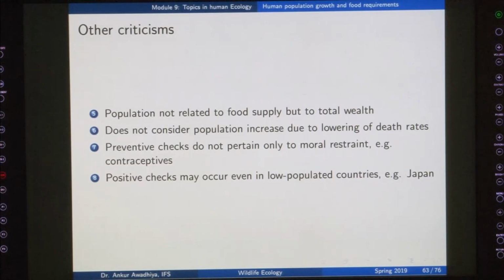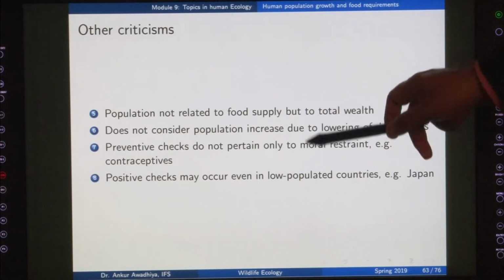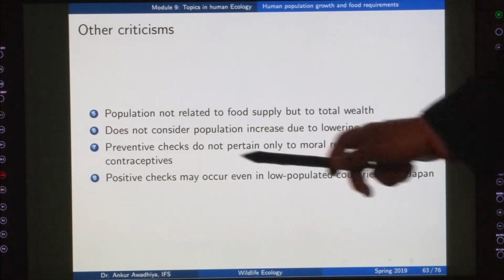Then preventive checks do not pertain only to moral restraint. So, in the times of Malthus we did not have good technologies for contraception, but these days we have a number of contraceptives available in our society, be it intrauterine devices, pills, or condoms. So, we have so many contraceptive devices available that these preventive checks are no longer just related to the moral checks. Moral checks like abstinence, having a higher age at marriage, or celibacy are not the only restraints currently applicable in society, but contraceptives are playing a much bigger role.